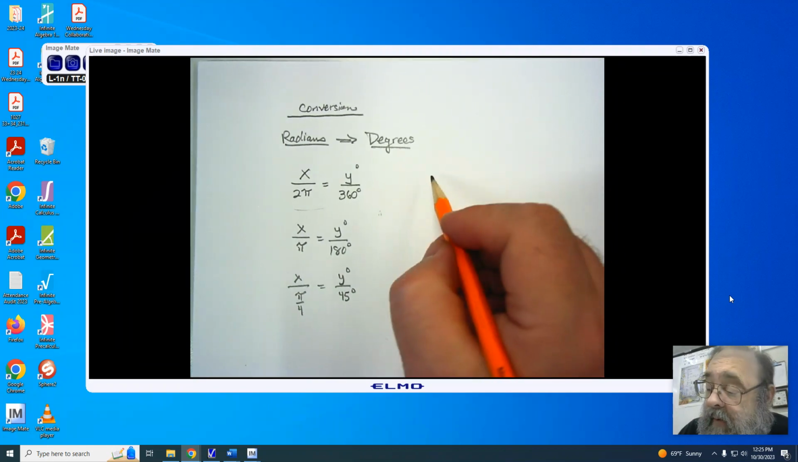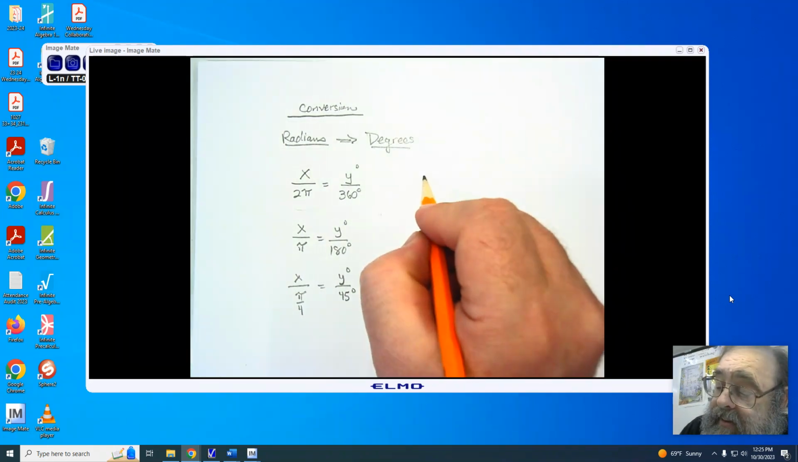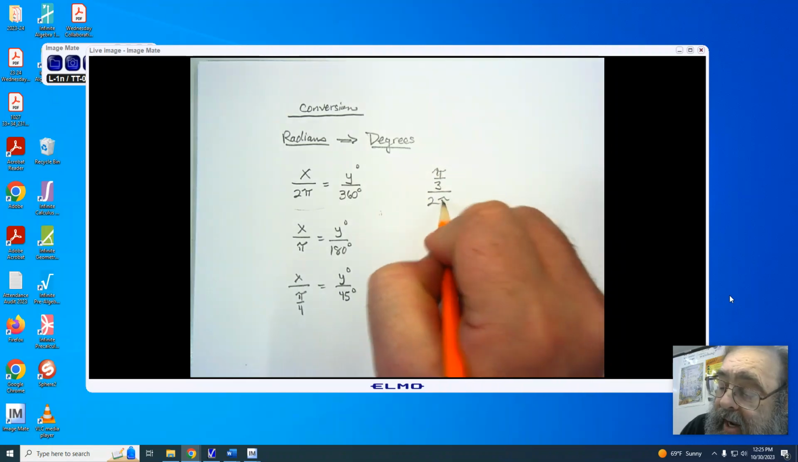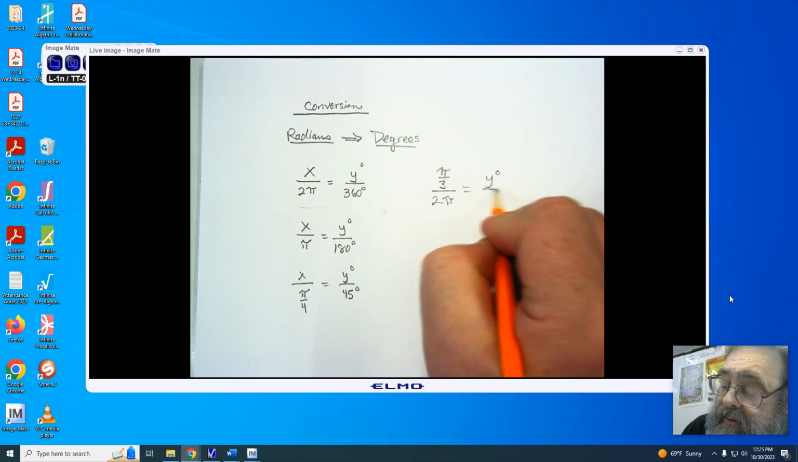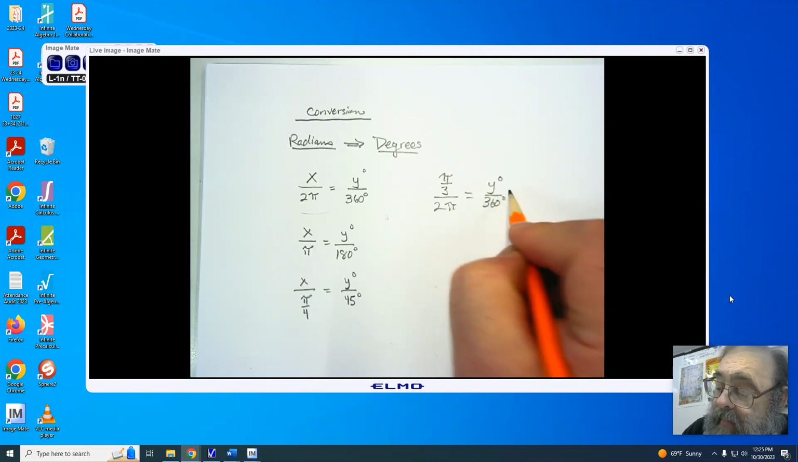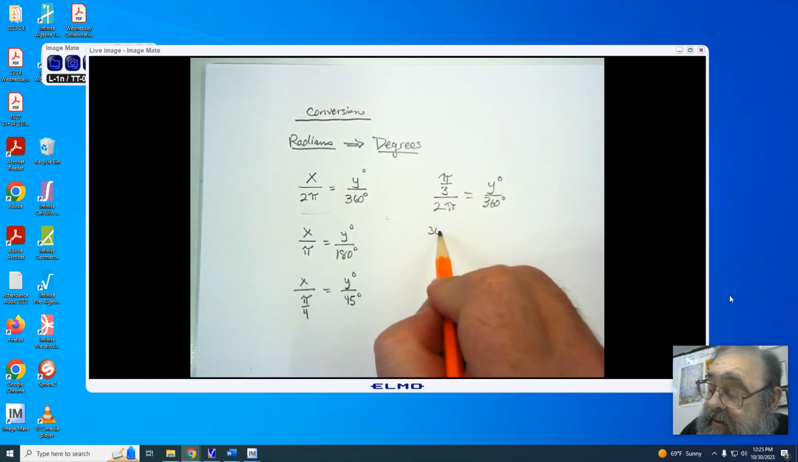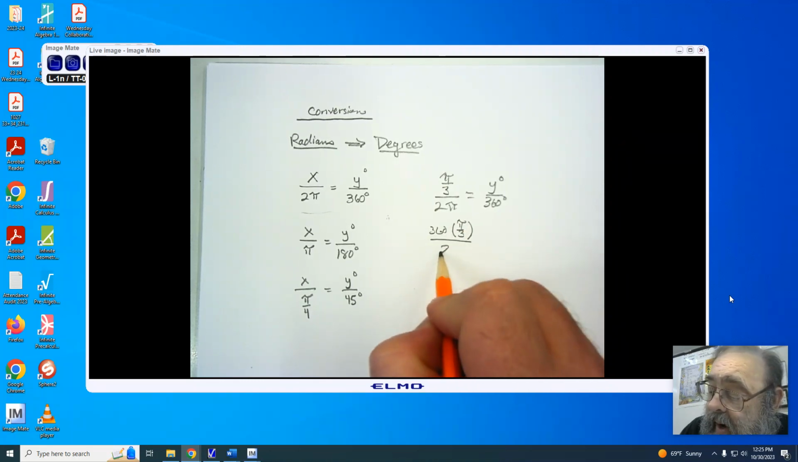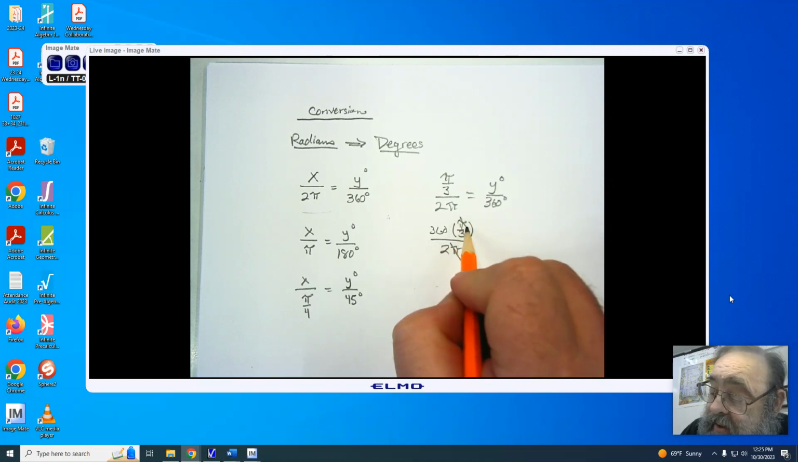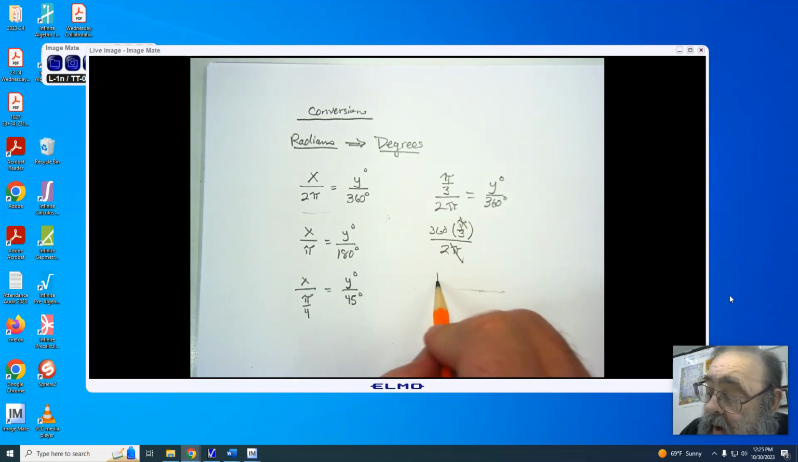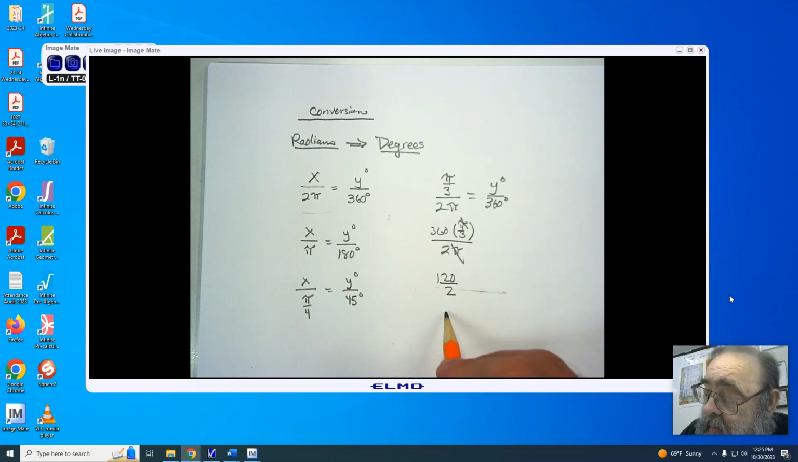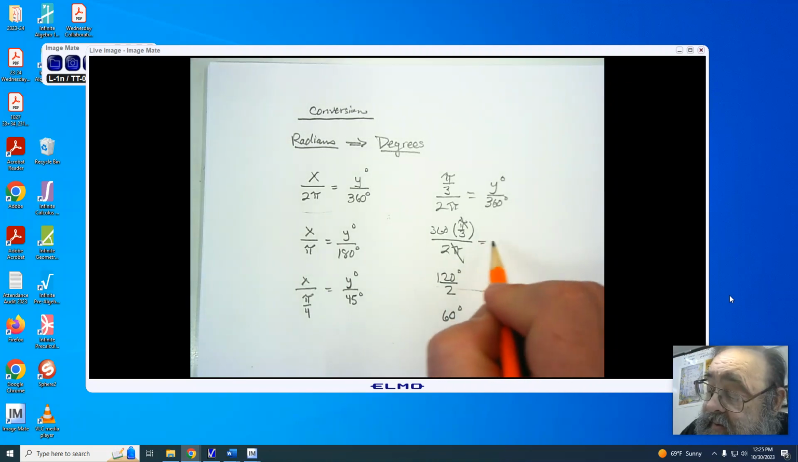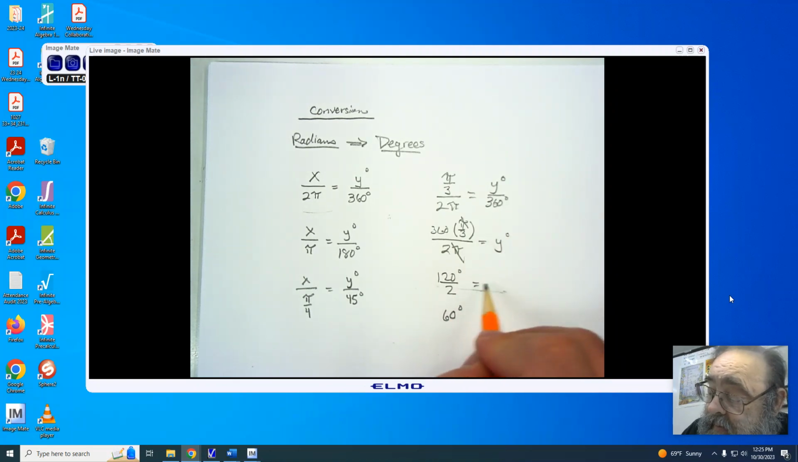So if I want to convert, for example, let's say pi over 3 over 2 pi into degrees, I'm going to have to take 360, multiply it by pi over 3, and then divide by 2 pi. Now you'll notice the pi's will cancel, and I'm looking at 120 over 2, which gives me 60 degrees. And this is now my y degrees.